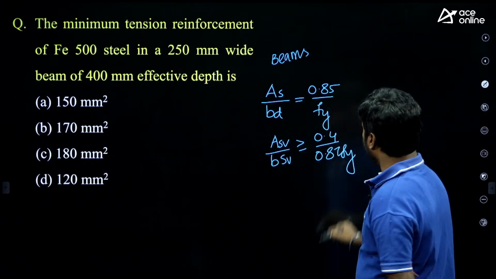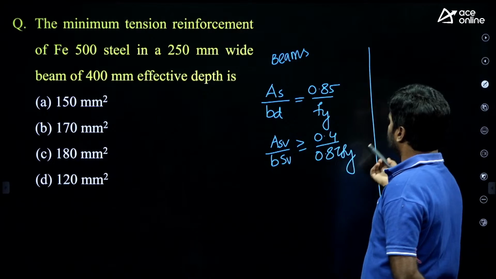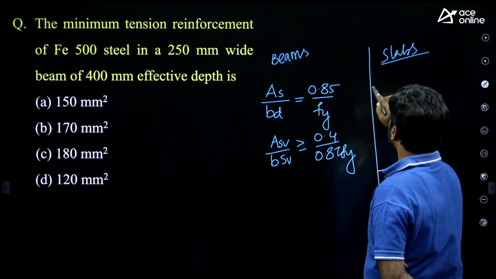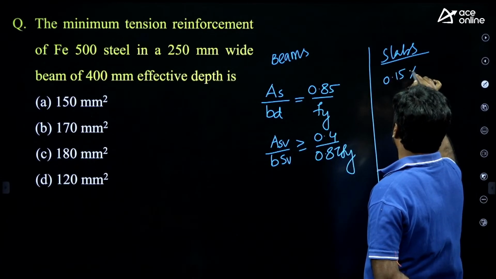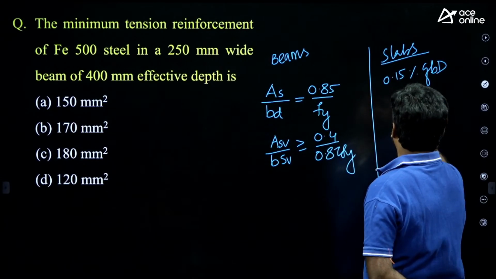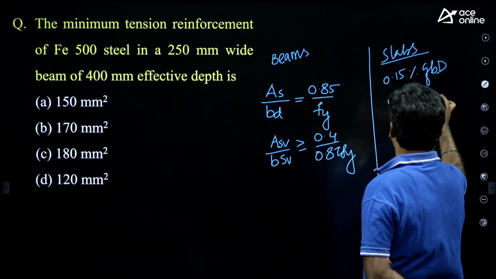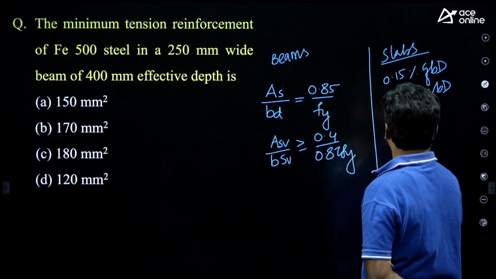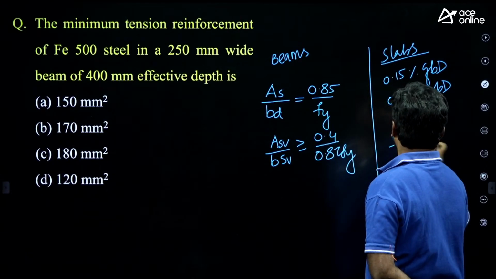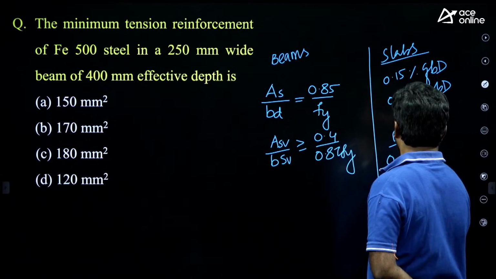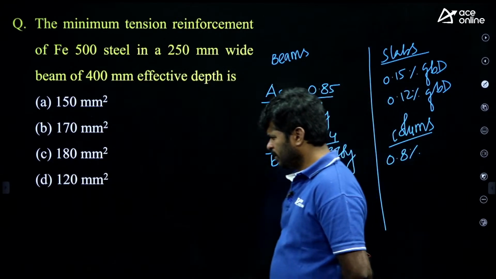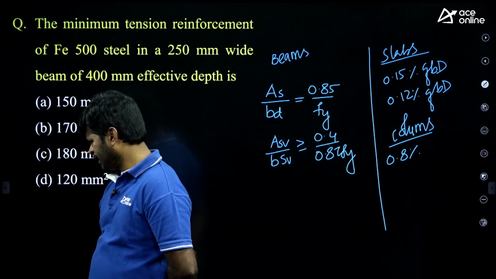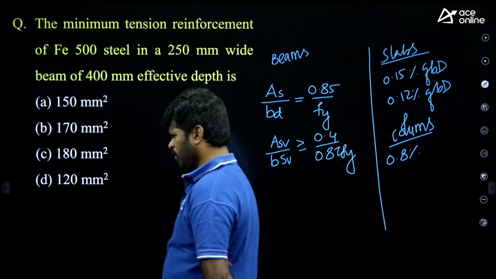Okay. And my dear, next, in slabs, minimum steel will be 0.15% of BD and 0.12% of BD. Right. In columns, minimum steel will be 0.8%. In columns, minimum steel will be 0.8%. Right.